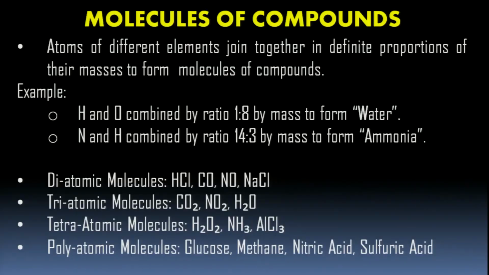Okay. Diatomic molecules. Di means 2. HCl, 1 atom of H and 1 atom of Cl. They form hydrogen chloride and they are diatomic. Similarly, carbon monoxide, nitrogen oxide, then comes sodium chloride, 1 atom of sodium and 1 atom of chlorine. Similarly, children, let's go for the example.